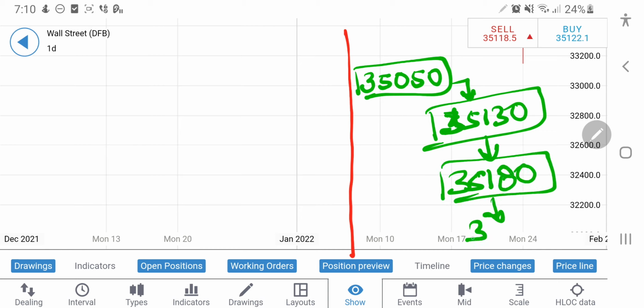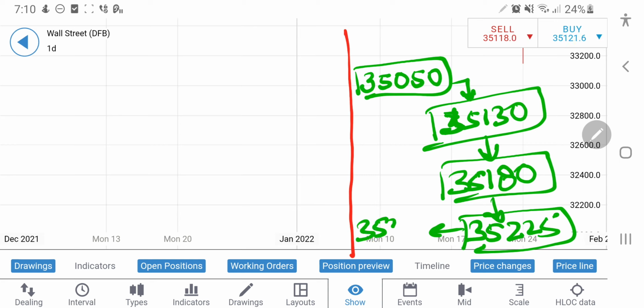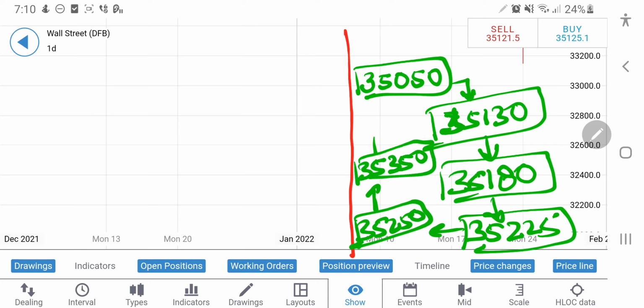then 35,225. Beyond that 35,250. See, till here we are getting very near resistance. Beyond that it will head towards 35,350, 35,400. Now this is going to be a stronger resistance. Beyond that it will directly land towards 35,500 and 35,600.